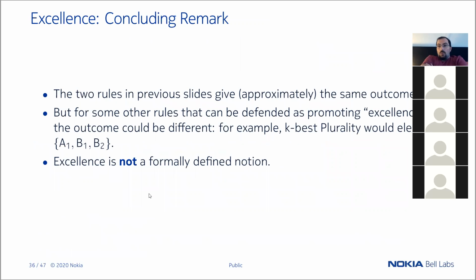So we can remark that the 2 rules that I mentioned in the previous slides give essentially the same outcome, but some other rules that can be defended as promoting excellence could give a different outcome. For example, if you take K-best plurality, it would elect A1, B1, and B2, and proponents of K-best plurality could argue that it's also a notion of excellence. That happens because excellence, in fact, is not a formally defined notion. It's just a kind of intuition that you may want to pursue when choosing a multi-winner voting rule.